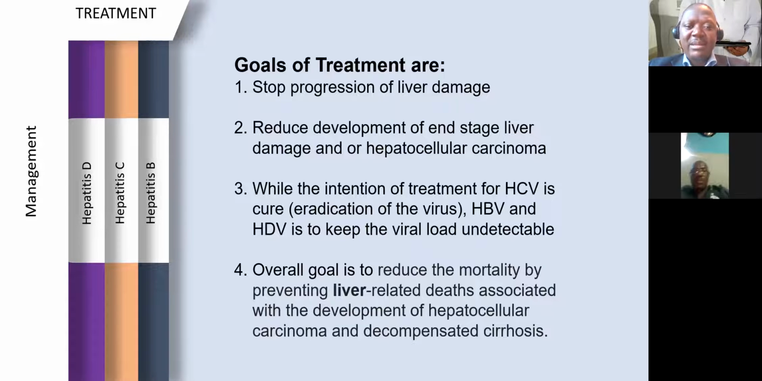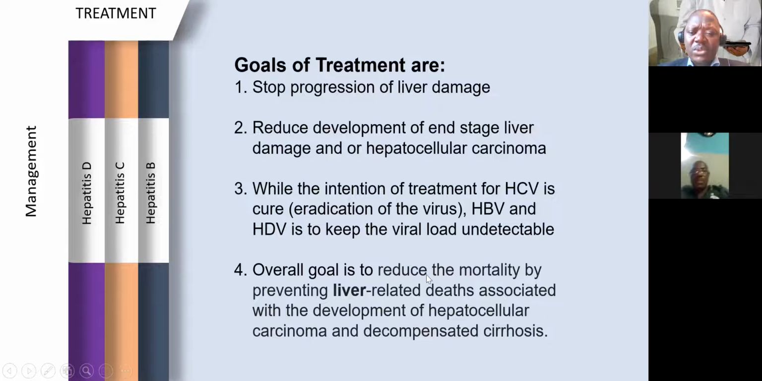Number 3, while the intention of treatment of HCV is to cure the disease, for hepatitis B and D it is to keep the viral load undetectable. The reason is that as of now, the ability to clear the D and B virus, B virus particularly, from the DNA is limited. It's a complex mechanism that is yet to be elucidated, although ongoing research is happening.